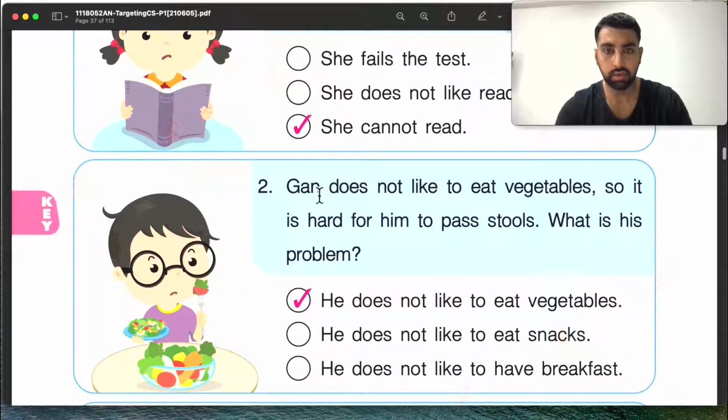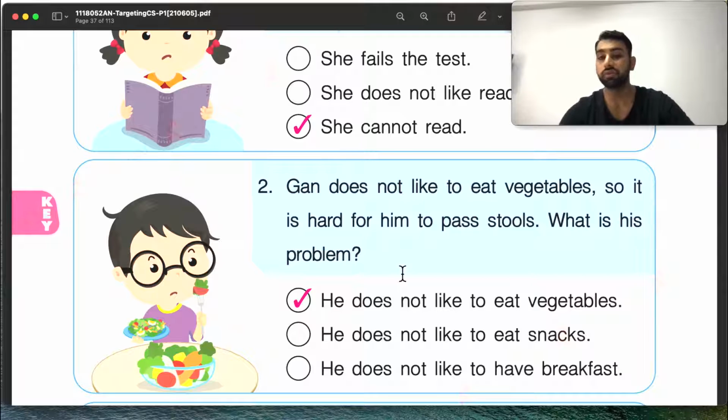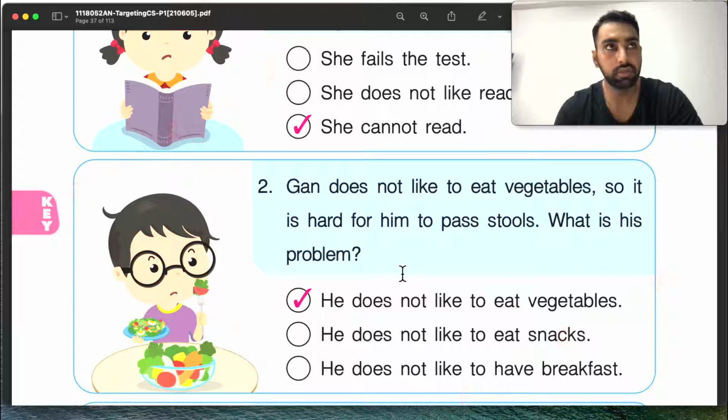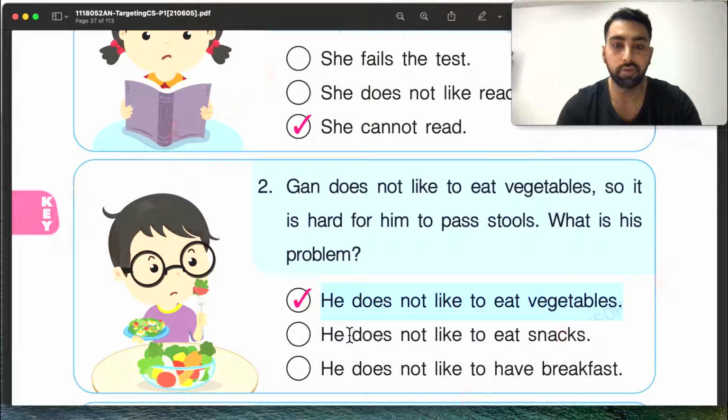Okay. Gang does not like to eat vegetables, so it is hard for him to pass stools. What is his problem? He does not like to eat vegetables. Vegetable in Thai is pak, I think. Yes. So he doesn't like to eat vegetables. That is the problem, so we have to mark number 1.